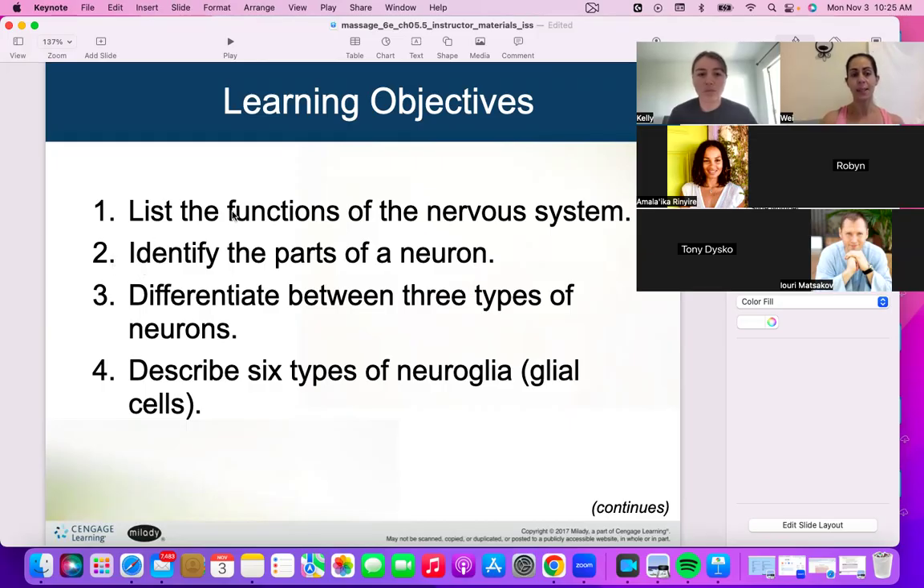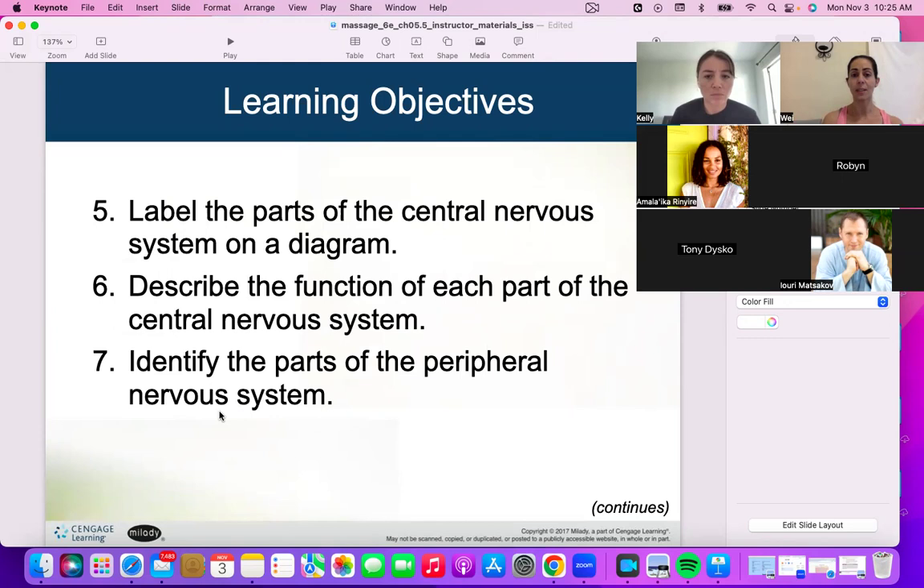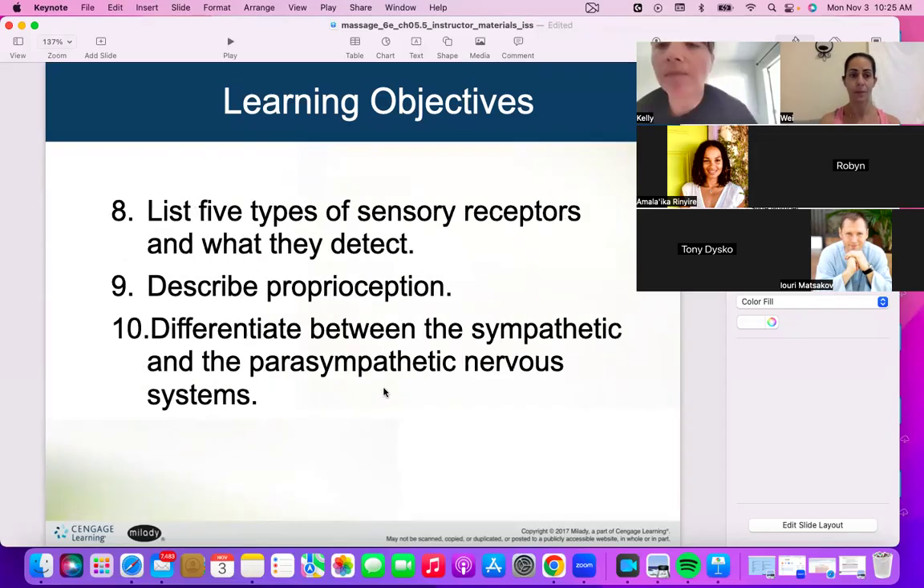Okay, so first we're going to list the functions of the nervous system. We're going to identify a part of a neuron, which is a nerve cell. There are 3 types of neurons that we're going to talk about. There are also 6 types of neuroglia, which are types of nerve cells. We're going to learn and label the parts of the central nervous system. We'll describe the function of each part of the nervous system, and then we're going to identify parts of the peripheral nervous system. There are also 5 sensory receptors, and we'll learn what their names are and what they detect.